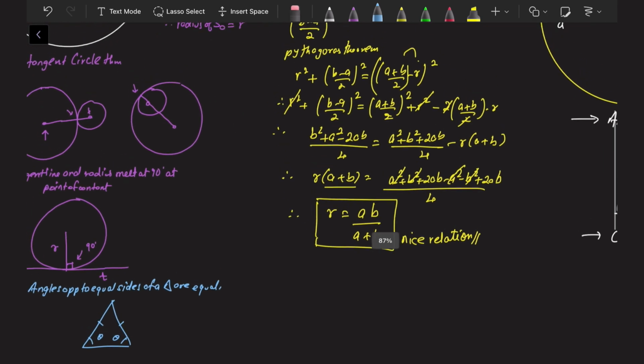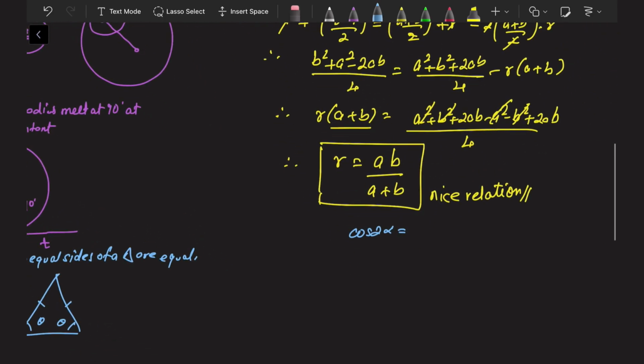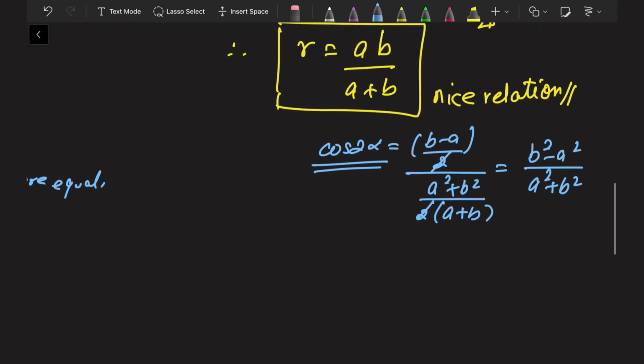Okay, so from this yellow triangle that you can see over there, the value of cos 2 alpha would be the base over the hypotenuse. What was the base? It was (b minus a) upon 2, and the hypotenuse is (a square plus b square) upon 2 times (a plus b). So 2 and 2 will get cancelled out, (a plus b) will go on the top, hence (b square minus a square) upon (a square plus b square). This is the value of cos 2 alpha.